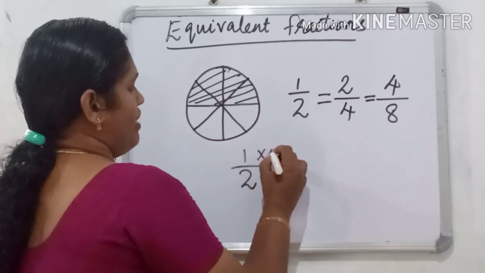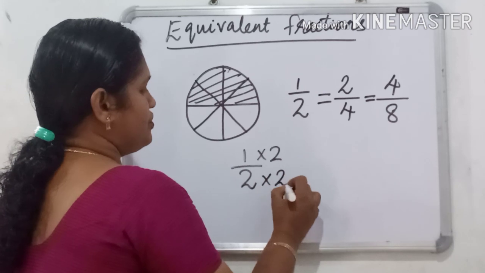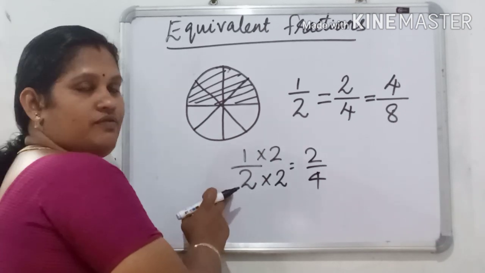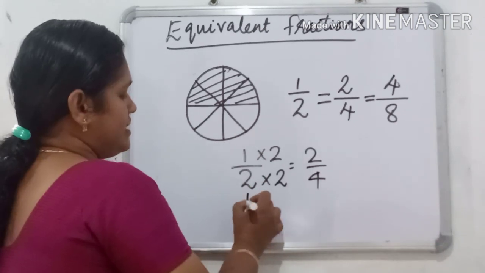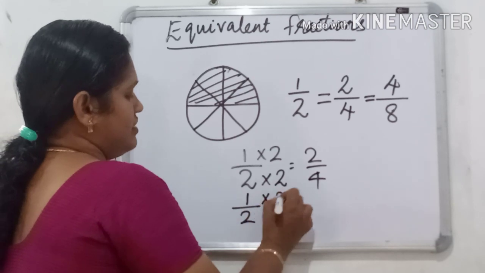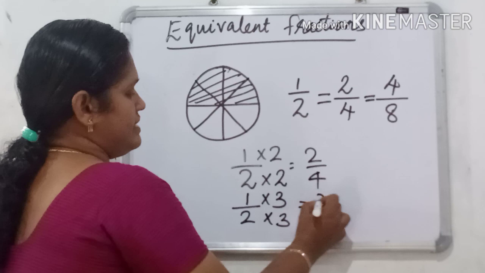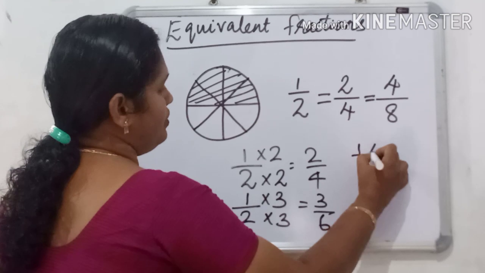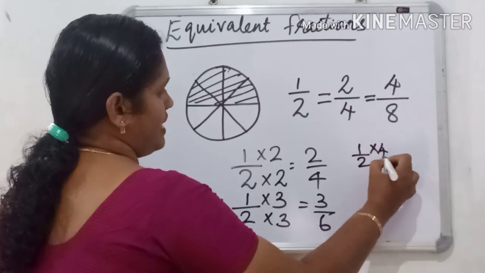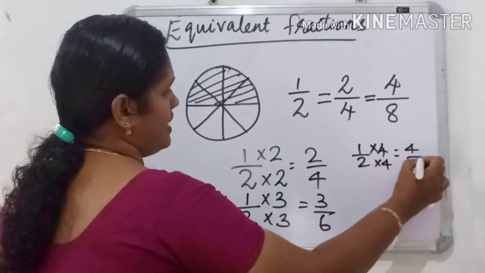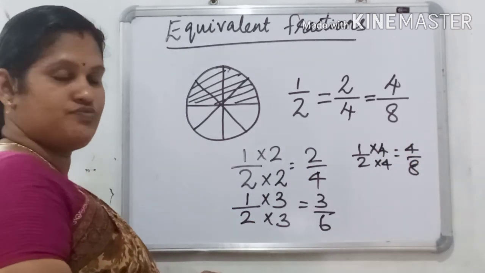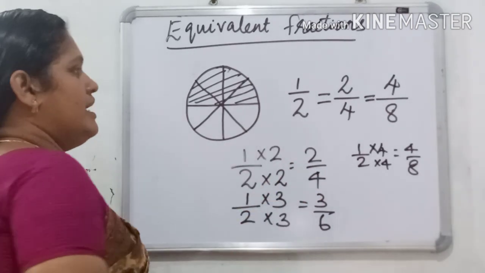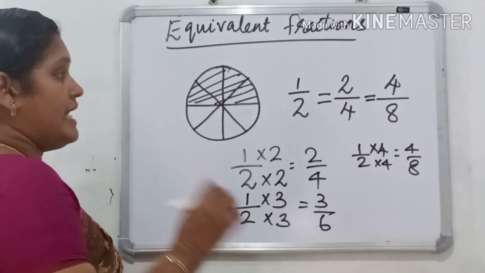That means 1 into 2 by 2 into 2, which is equal to 2 by 4. 2 by 4 is an equivalent fraction of 1 by 2. And another equivalent fraction, 1 by 2 into 3 by 3, which is equal to 3 by 6. Then next is 1 by 2 into 4 by 4, which is equal to 4 by 8. In this way, we can find the equivalent fraction of any fraction.